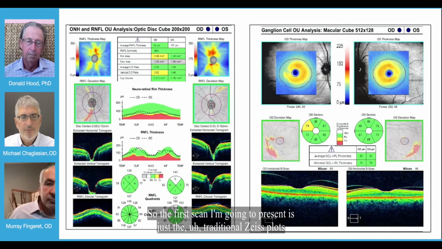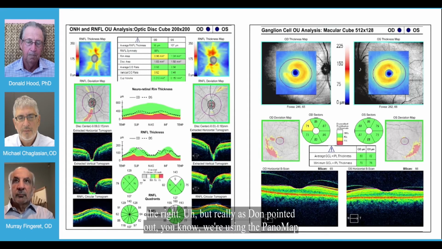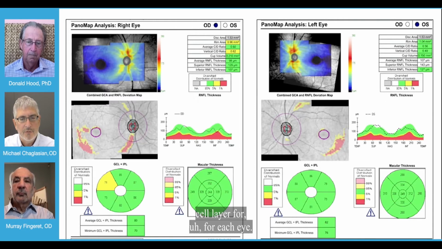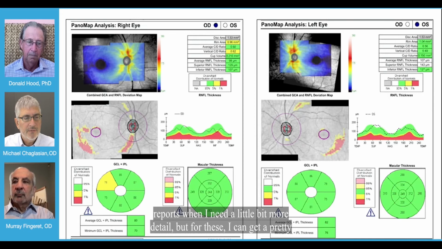So the first scan I'm going to present is just the traditional Zeiss plots and reports for the retinal nerve fiber layer on the left and the ganglion cell on the right. But really, as Don pointed out, we're using the PanoMap reports here as they stitch together the retinal nerve fiber layer and the ganglion cell layer for each eye. I may need to refer back to the B scan on the earlier reports when I need a little bit more detail. But for these, I can get a pretty quick impression as to where the abnormality is by looking at the probability maps.